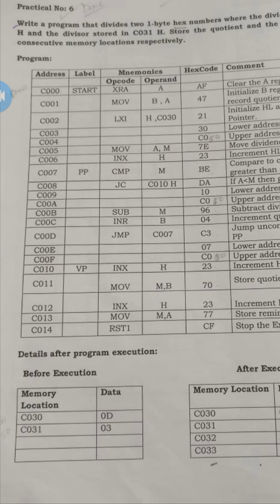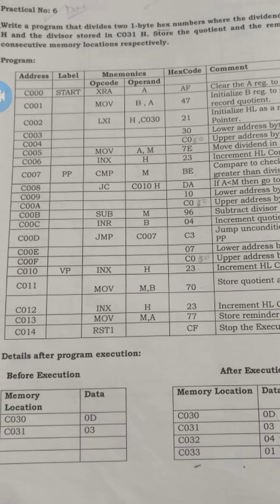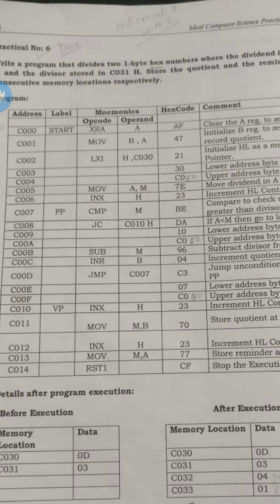Now as we cannot execute C locations in the 8085 kit, I am assuming these locations as 6030, 6031. 6030 is the location of the data and 6031 is the divisor. So I am just changing the first alphabet with some numeric number because we cannot execute C locations in the 8085 kit. So what we have to do is divide the number. So let's check the program.